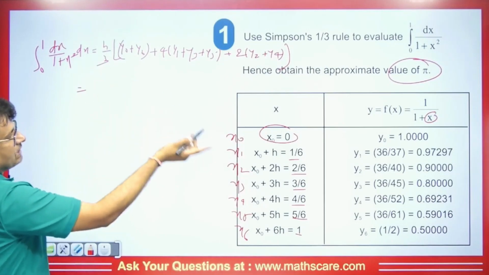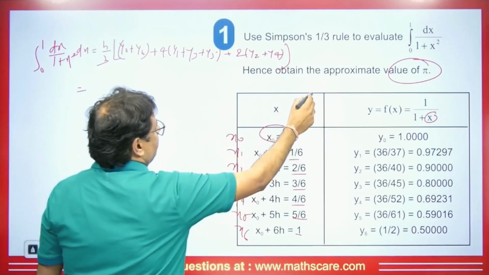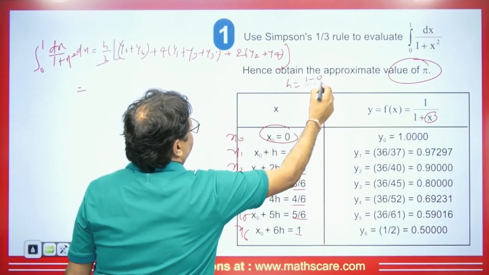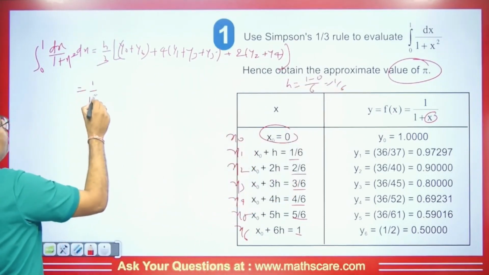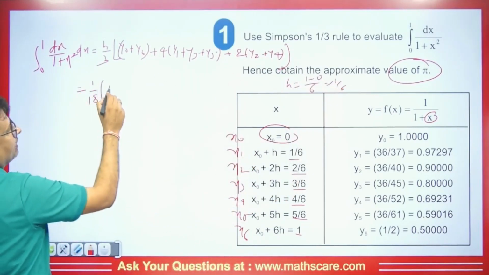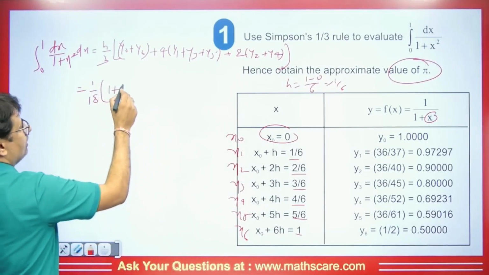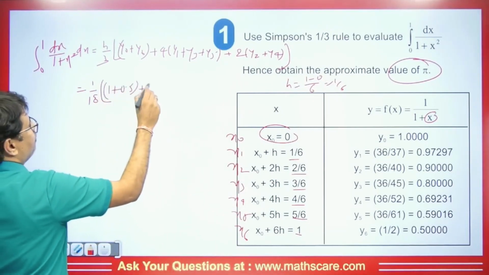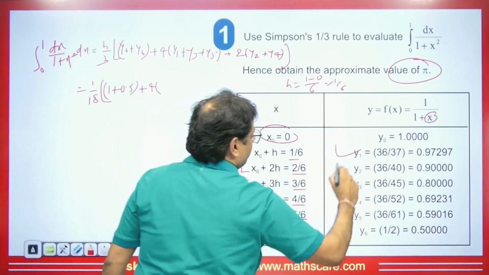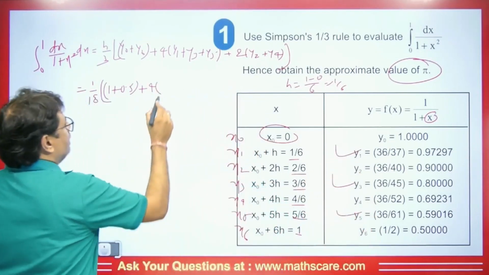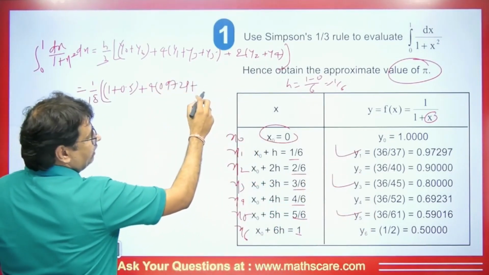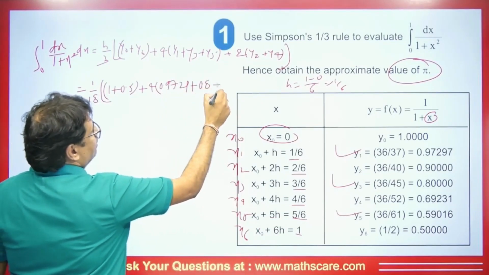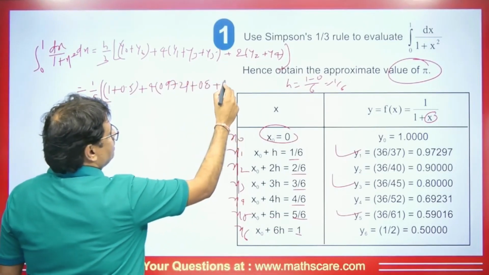Then, what is the value of h? We have the value of h as upper limit minus lower limit divided by 6, that is 1 by 6. We will put this value. This is 1 by 18, the value of y0 is 1, while the value of y6 is 1 by 2, that's 0.5, plus 4 into y1, y3 and y5. We will put their values: 0.9729 plus the value of y3 which is 0.8 plus the value of y5 which is 0.5901.